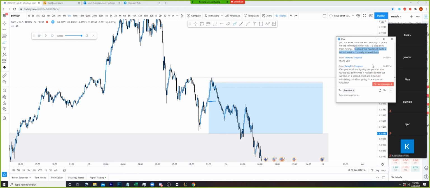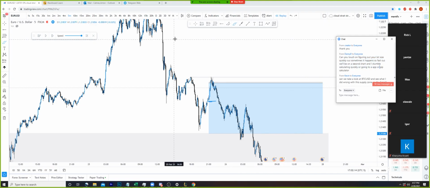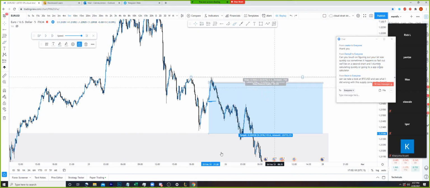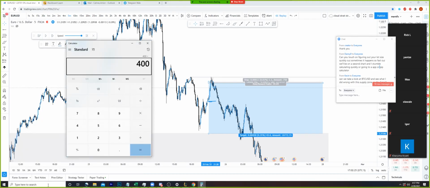That'll always happen. Can you touch on figuring out your lot size quickly? Because sometimes it happens so fast, we'll be on the seconds chart and I stumble calculating quickly. I mean, you'll have to just use an app or something. I use EU, so if I look at this right now and go 1.1 pips, I'll just do it live. I'll go, okay, I want to put $400 risk on it. It's 1 pip, you divide by 10, right? So I need to put 40 lots on it, and that's it.